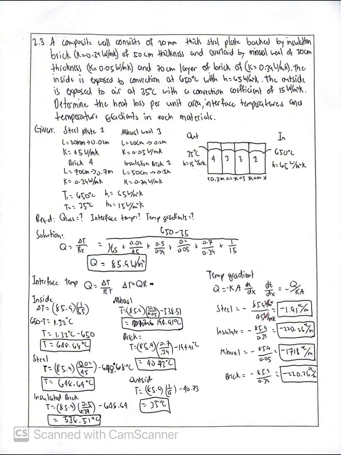Next is the temperature gradient. The formula is Q equals negative K area times dT over dx. For the steel, we have negative 85.9 over 45, where 45 is its conductivity. The answer is negative 1.91 Celsius over meter. Same for the second material, the insulation brick, the answer is negative 220.26 Celsius per meter. For the third material, the mineral wool, the answer is negative 1,718 degrees Celsius per meter. And for the last material, the brick, the answer is negative 220.26 degrees Celsius per meter.